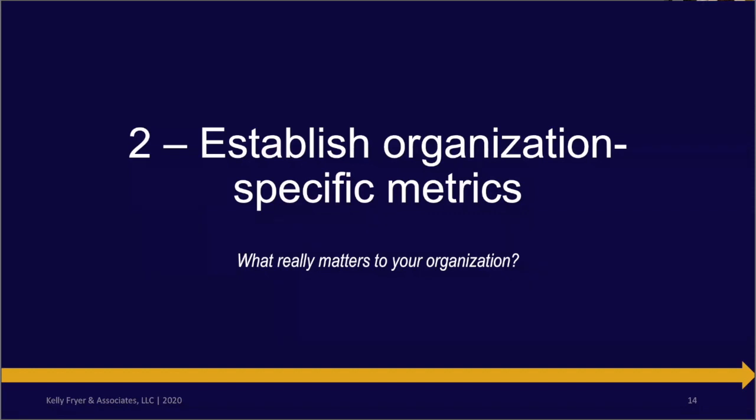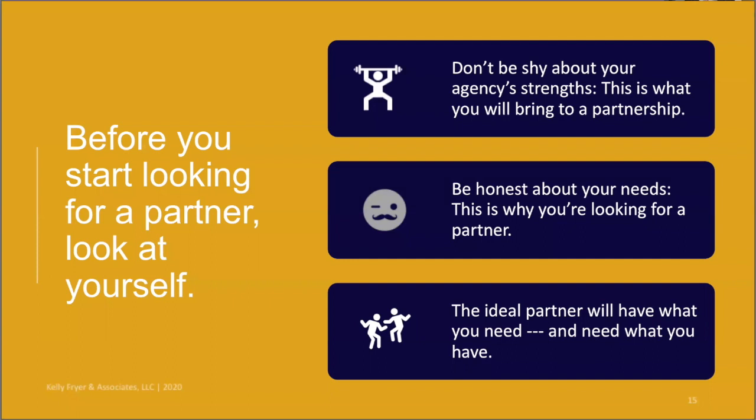Number 2, when and if you're ready, get your core team set up. The next thing you're going to want to do is to establish some organization-specific metrics. What I mean by that is you have to figure out what really matters to your organization. The thing is, before you start looking for a partner, you need to really be clear about who you are. So you need to look at yourself. Don't be shy about your strengths. These are the things that you'll bring to a partnership.